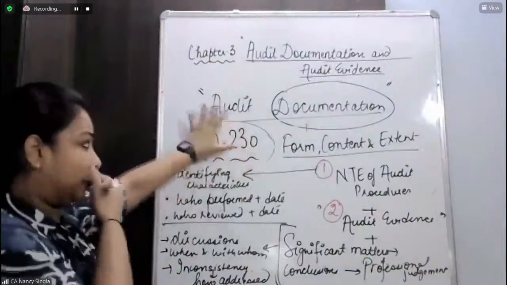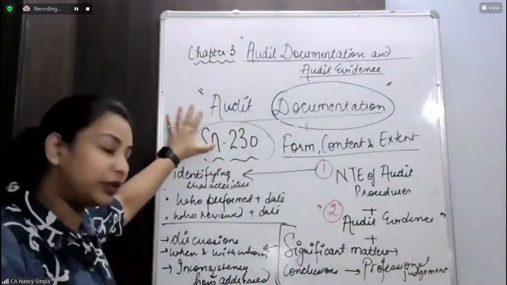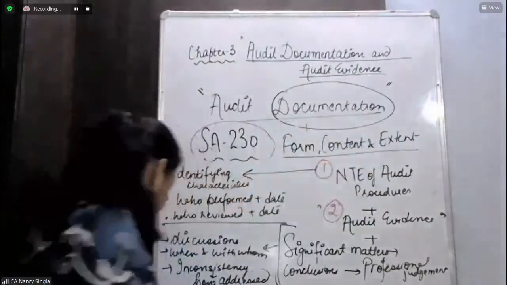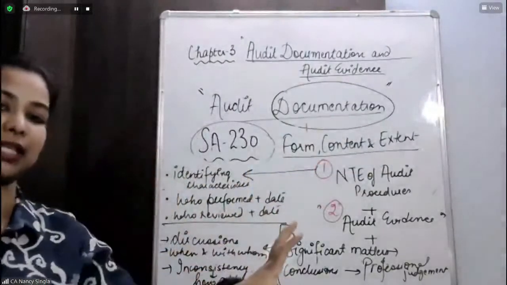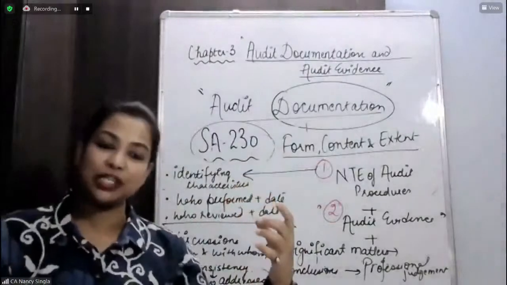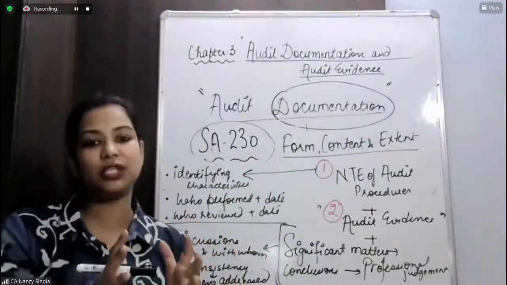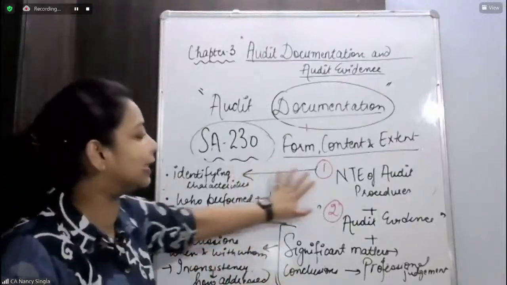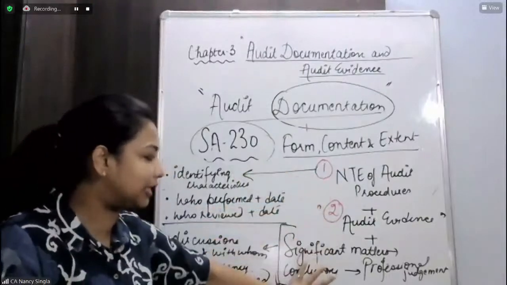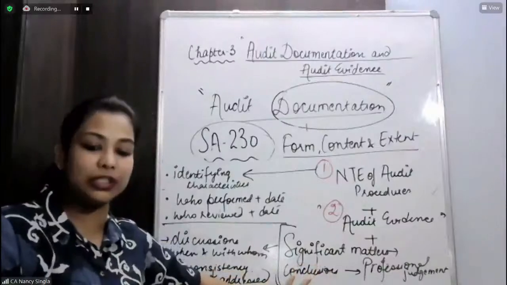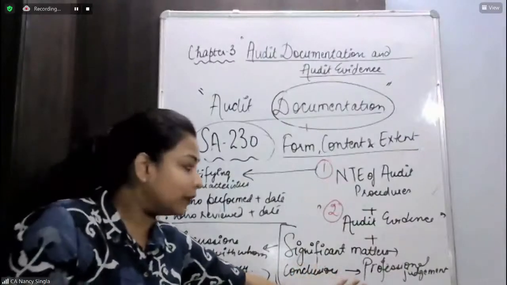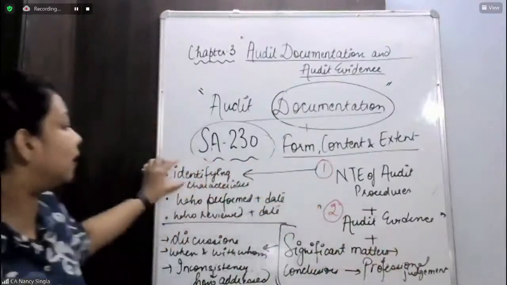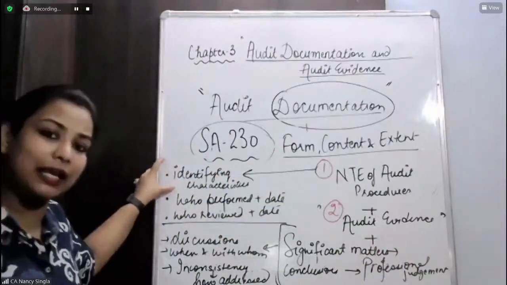SC 230 is telling the auditor that with respect to form, content and extent, maintain the documentation in such a way that an experienced auditor having no previous connection with the client should be able to understand the nature of audit procedures, the audit evidence and significant matters, what conclusions were reached, and the professional judgment that you have applied. And with respect to NTE, also mention the identifying characteristics.